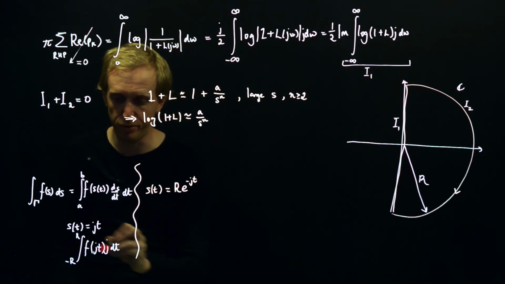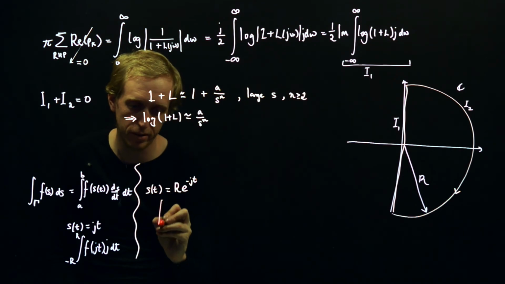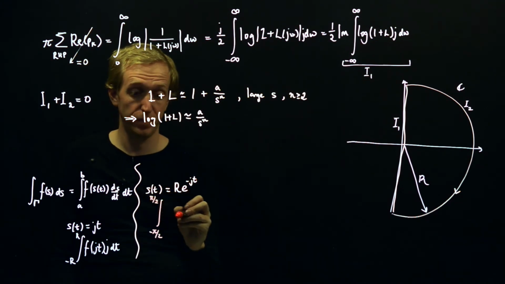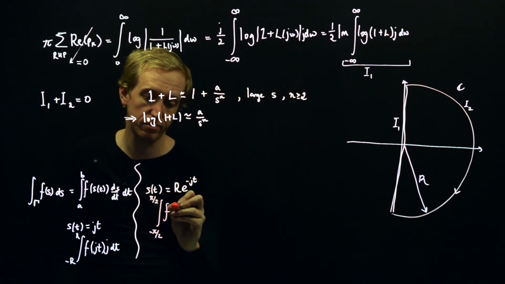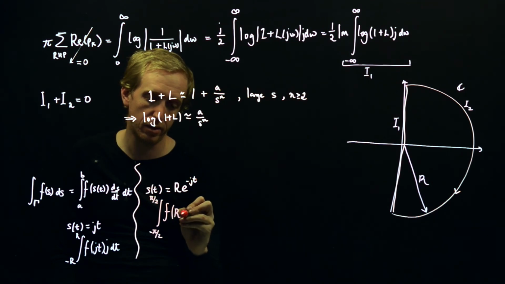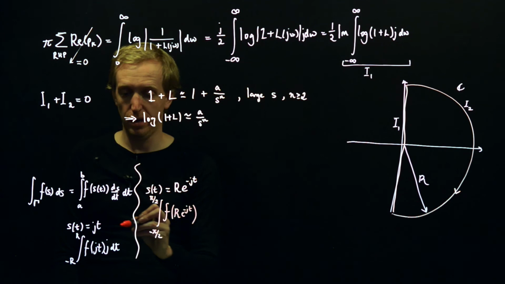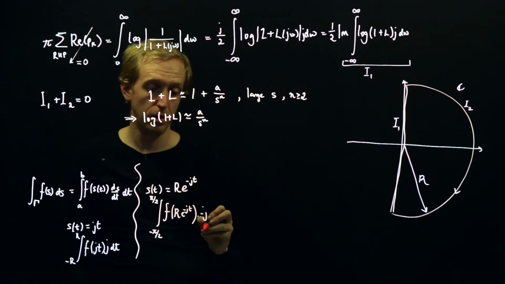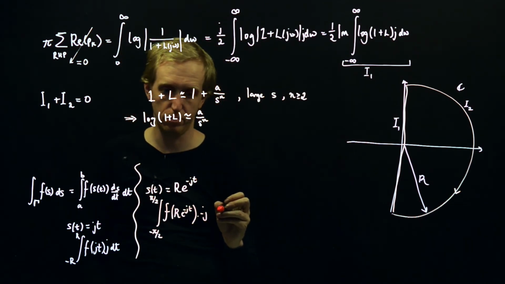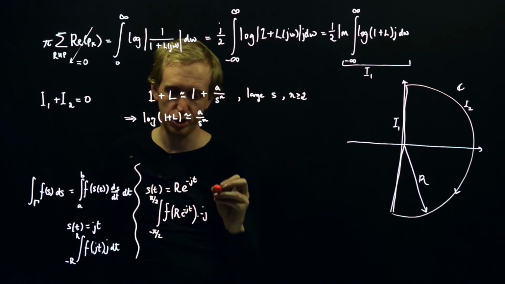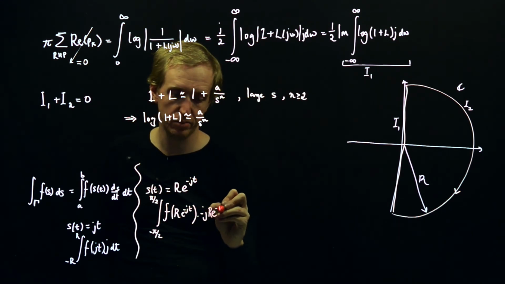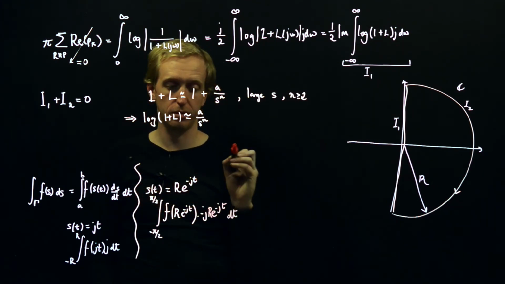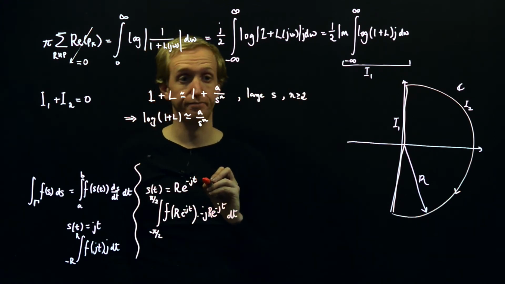And so when we go through all of these steps here, we find that we want to do the integral from minus pi over 2 to pi over 2, whatever our function is, evaluated at r e to the minus jt. And now ds dt is just minus j r e to the minus jt. So that's ds by dt. And then we integrate this with respect to t.